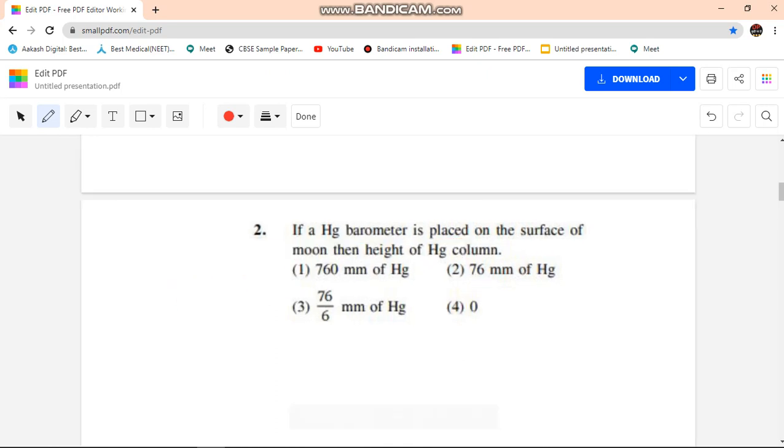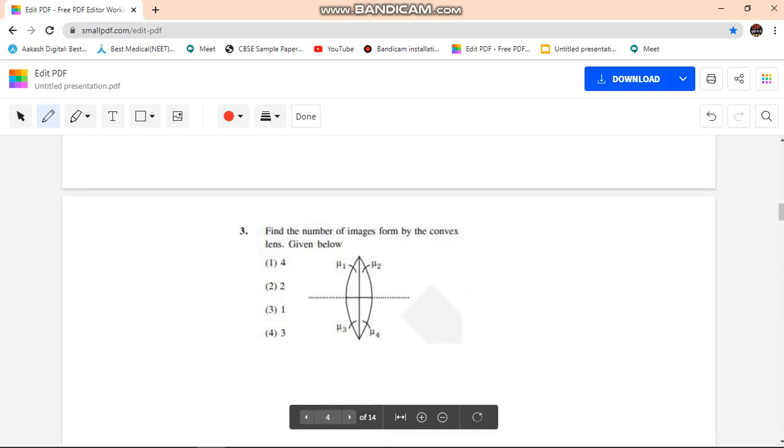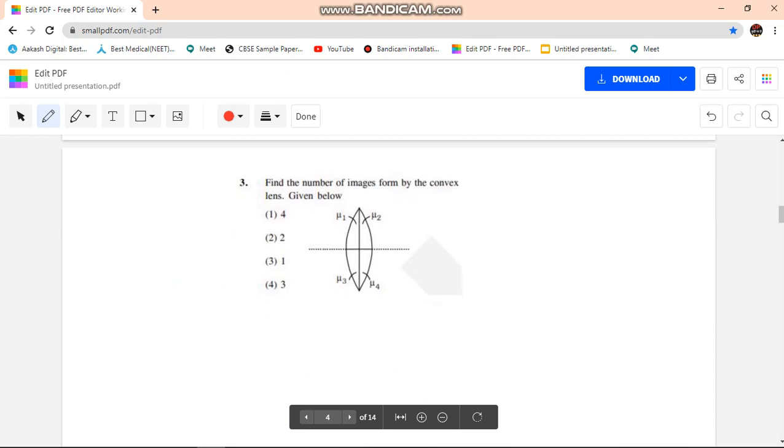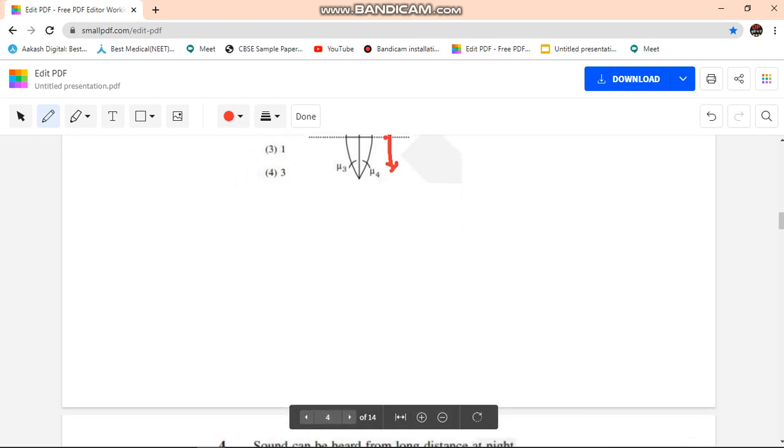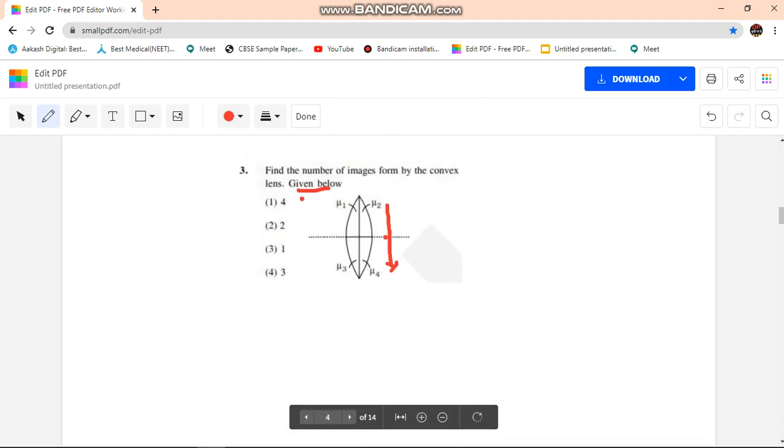Friends, moving on to question number 3. Number of images formed by the convex lens given below. How many images will it form? Friends, it will form two images, one above the principal axis and one below the principal axis. We will get two images, so option number second is correct in the third question.